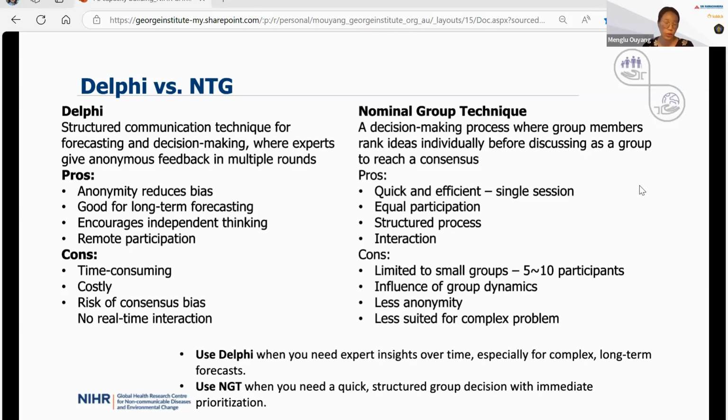So when you really need expert insights or need to answer complex questions, Delphi will be much more preferable. But if you need to answer questions quickly with a very short timeline and understand what the priority is, then the nominal group technique would be more helpful. After my presentation, I will introduce another invited speaker to talk more about how to use the Delphi method.